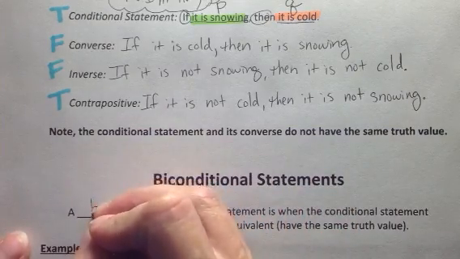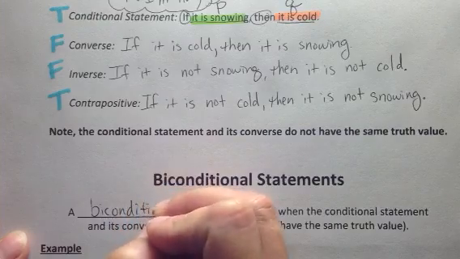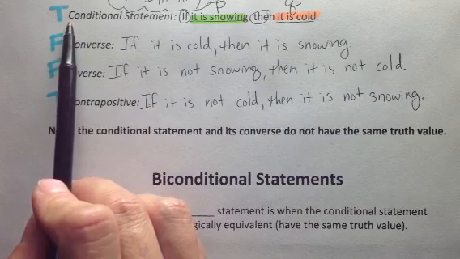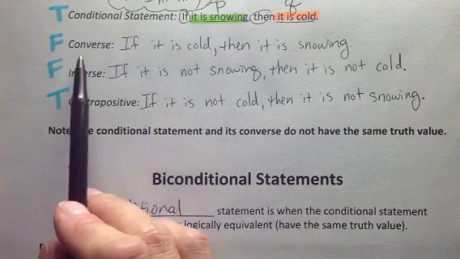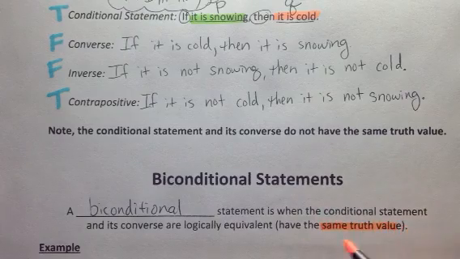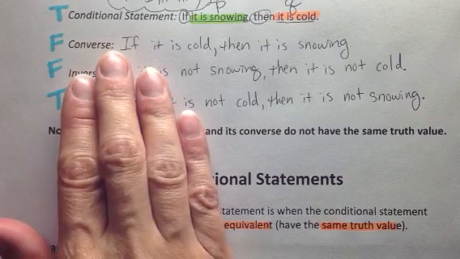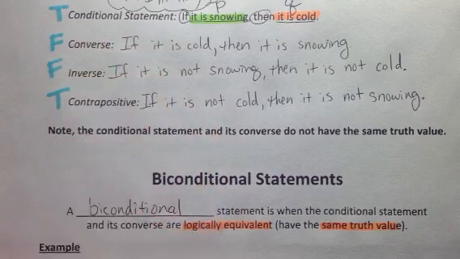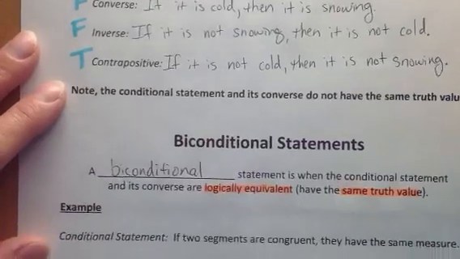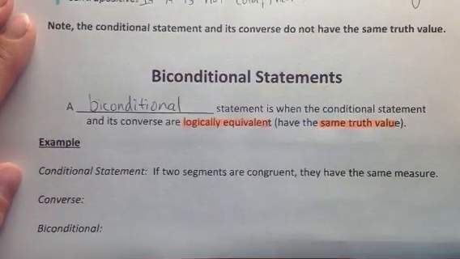So a biconditional statement is when the original conditional statement and its converse are logically equivalent. And logically equivalent means that they have the same truth value. That's what logically equivalent means. So the statement we did in our last lesson was not biconditional, but we do have a lot of statements that are. One example here I've given you is a definition, because actually definitions are always biconditional.